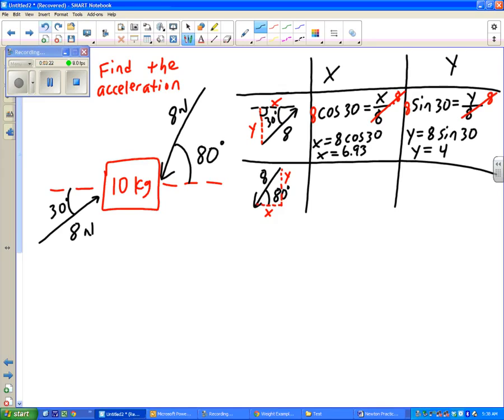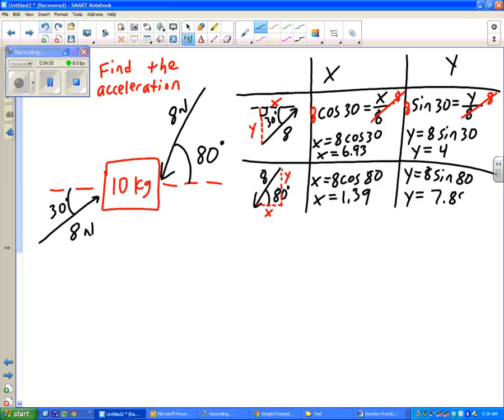We're going to do the same thing for the second vector, the second force. I'm going to write it a little bit briefly. I'm going to skip some steps. I'm going to say x equals 8 cosine 80. So I'm just skipping the fraction form and multiplying it right away. And 8 cosine 80 equals 1.39. And the y part will be y equals 8 sine 80. And so throwing that in my calculator, I get 7.88.